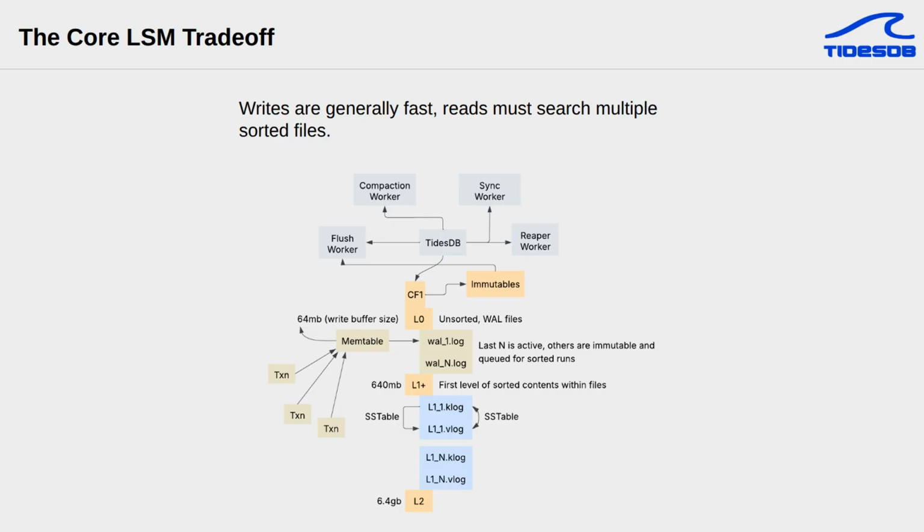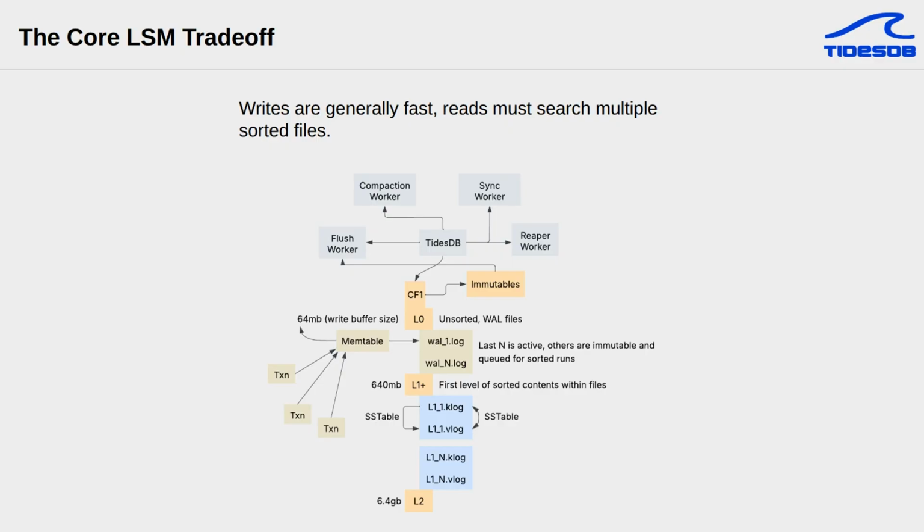In TidesDB, we have this idea of column families, which we'll get into in a moment. Each column family has its own LSM tree, essentially, right? So it has its own memory buffers, mem table, and disk levels, right? So each column family.